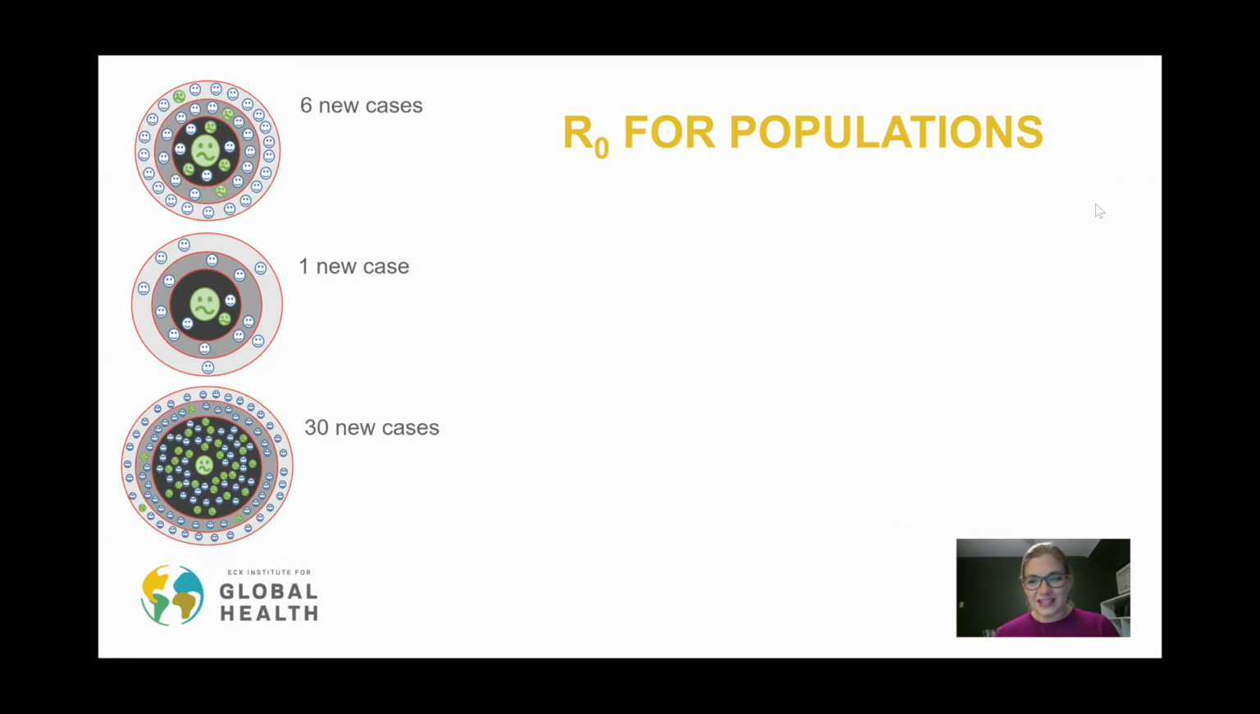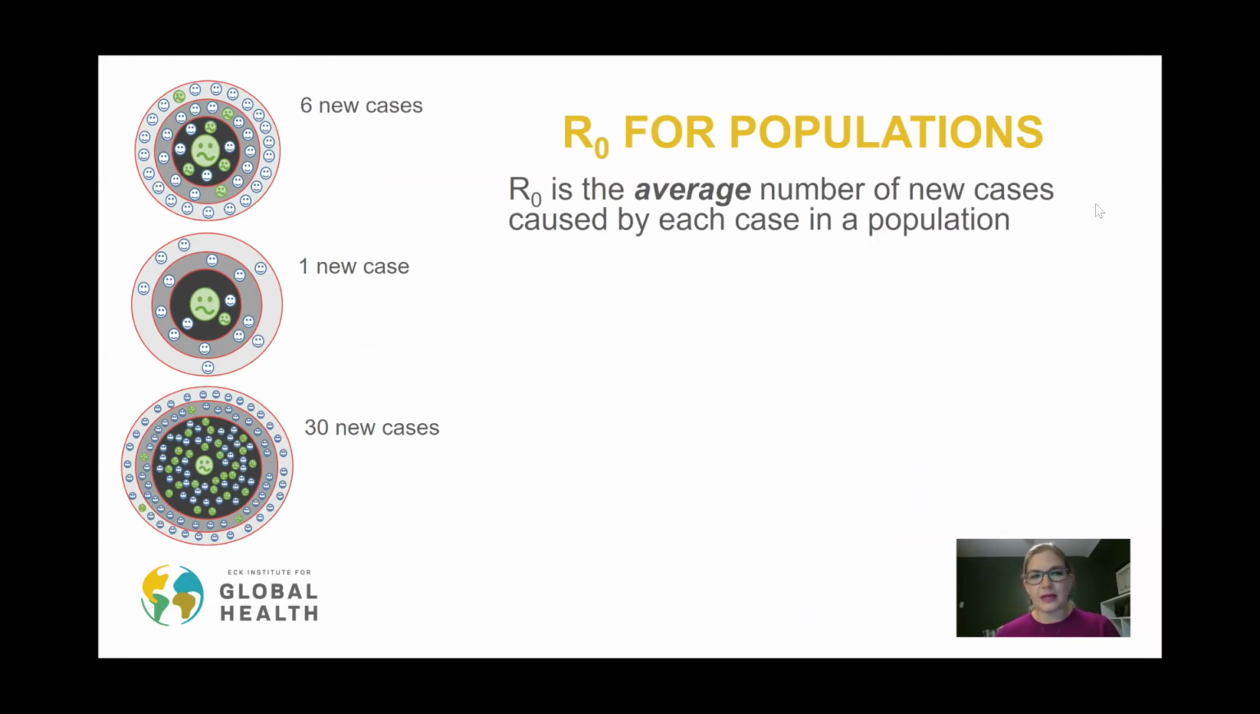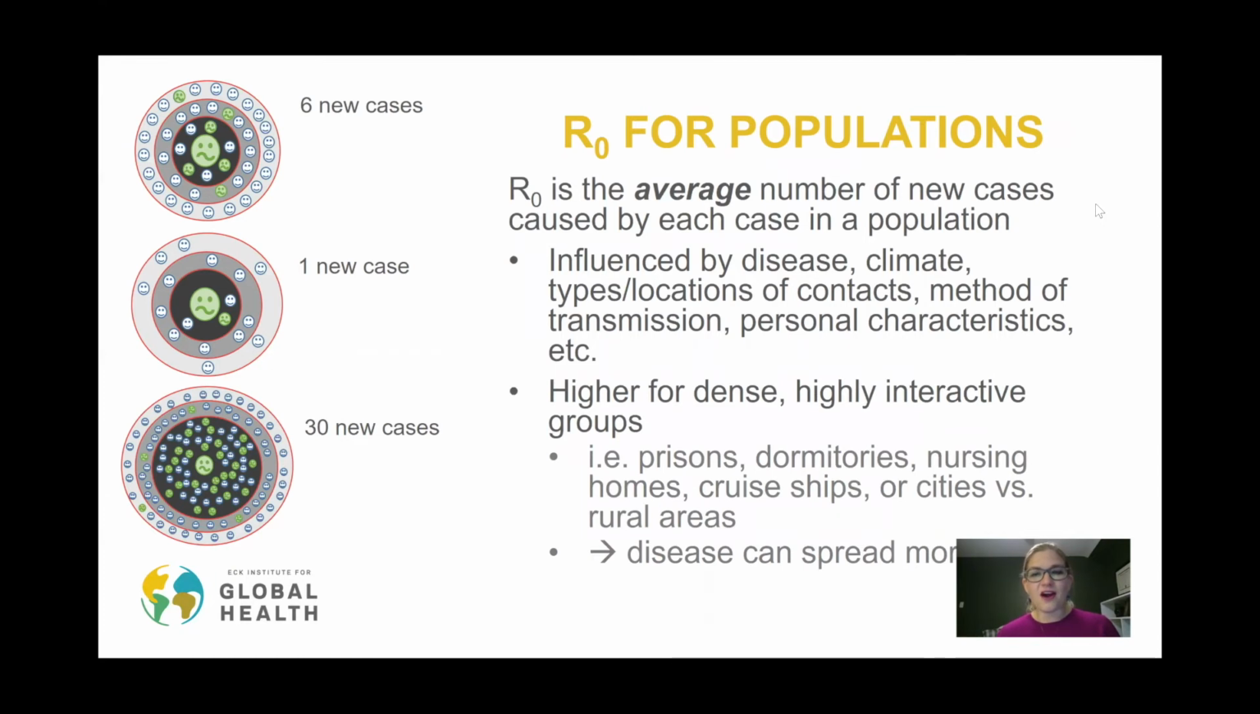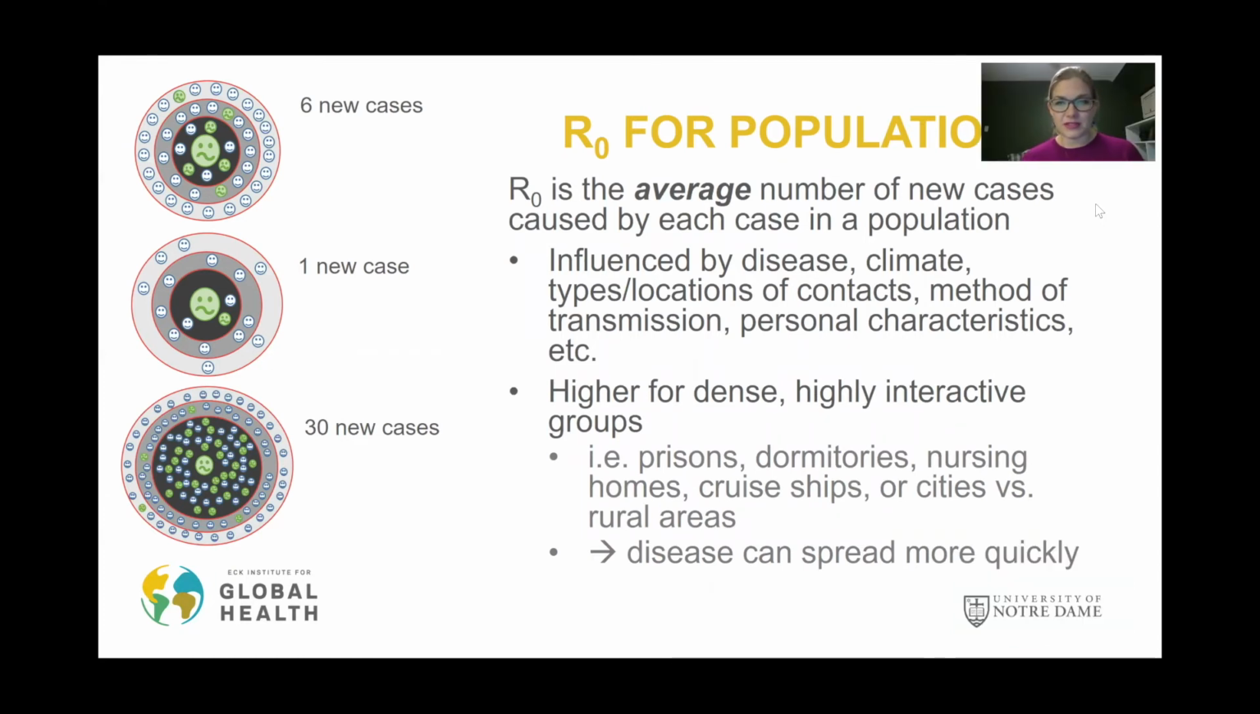But the R that's important is the average in a population. So that's what we're going to be calculating, but it's made up of all these different individuals. And it can be influenced by the disease itself, the climate of the area, the types and locations of contacts, the methods of transmission, personal characteristics about the individuals, like are they symptomatic or not, etc. And R is not a fixed value, it's population specific. So it can be higher in dense and highly interactive groups like people in schools or prisons, dormitories, nursing homes, cruise ships, where people have a lot more close contact with individuals around them. You could also think that cities would tend to have higher numbers of contacts than people in rural areas. So the potential spread of the virus would be quicker in places with the higher R-naught values.